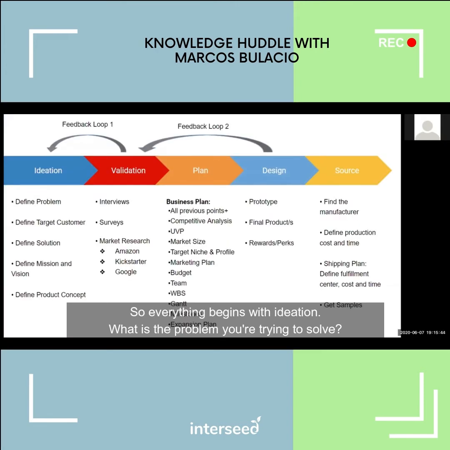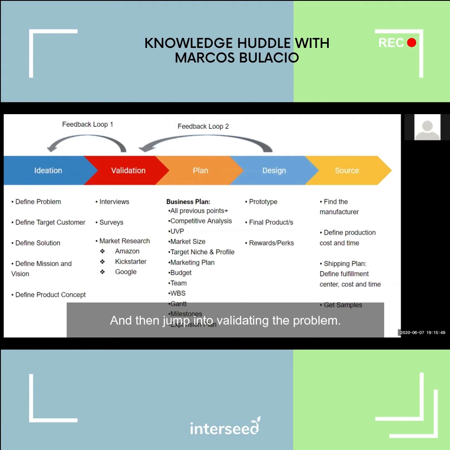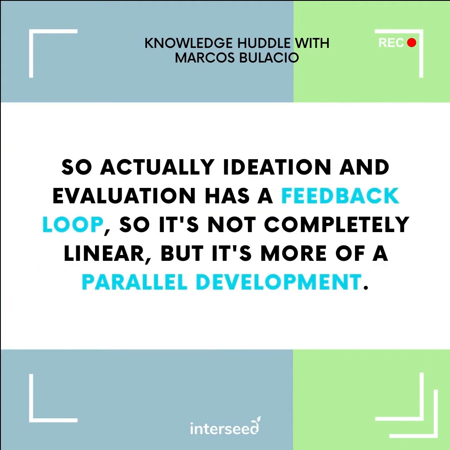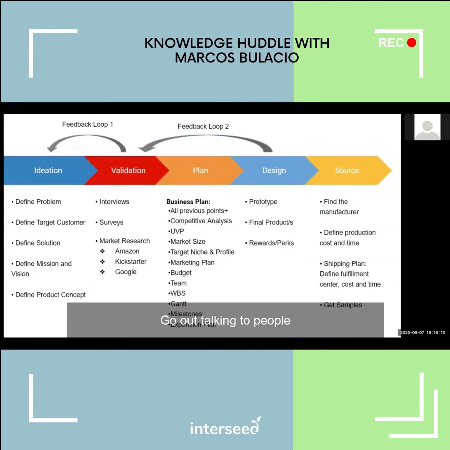What is the problem you're trying to solve? And then I would jump into validating that problem. So actually ideation and validation has feedback loops. So it's not completely linear, but it's more of a parallel development. So I'll talk to people, that's what we need.